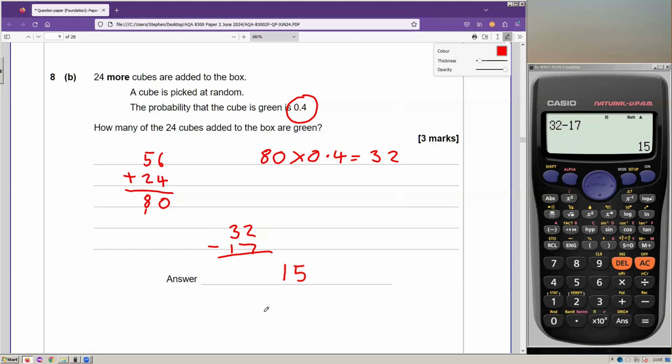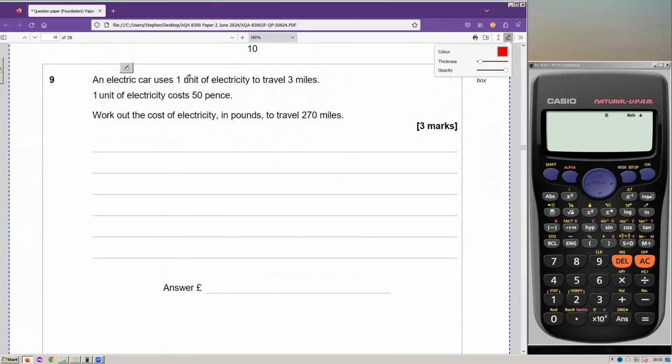That's that one. An electric car uses 1 unit of electricity to travel 3 miles. 1 unit of electricity costs 50 pence. Okay. Work out the cost of electricity in pounds to travel 270 miles. I think the best way to do this is, right, we've got the 270 miles.